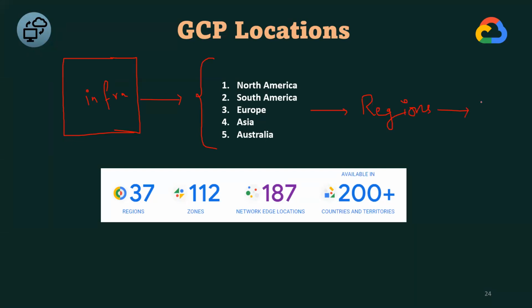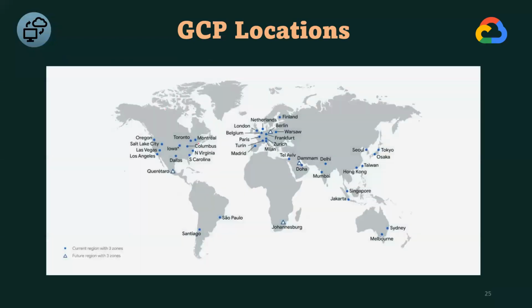This is further divided into zones. Assume that Google infrastructure is there in almost all of these blue dots. In India also we have Delhi and Mumbai. So Google's infrastructure is nothing but what? Google has its own data center in India also. That is nothing but Google's location.